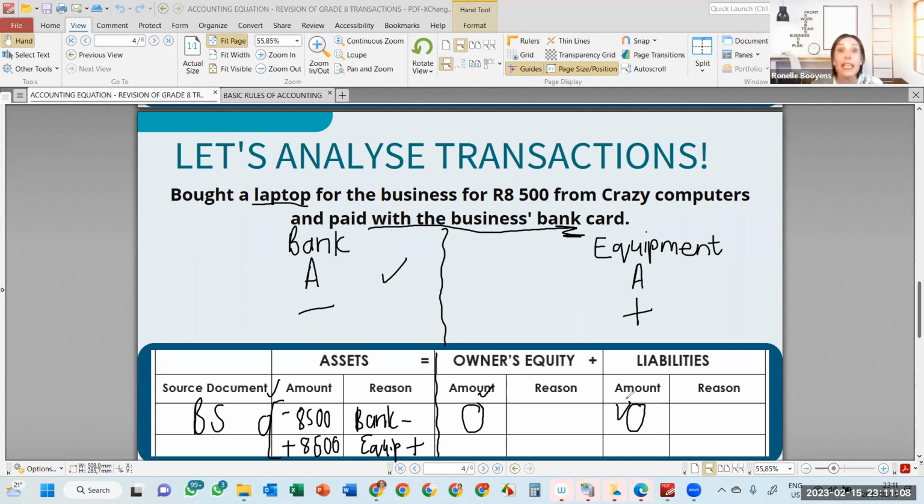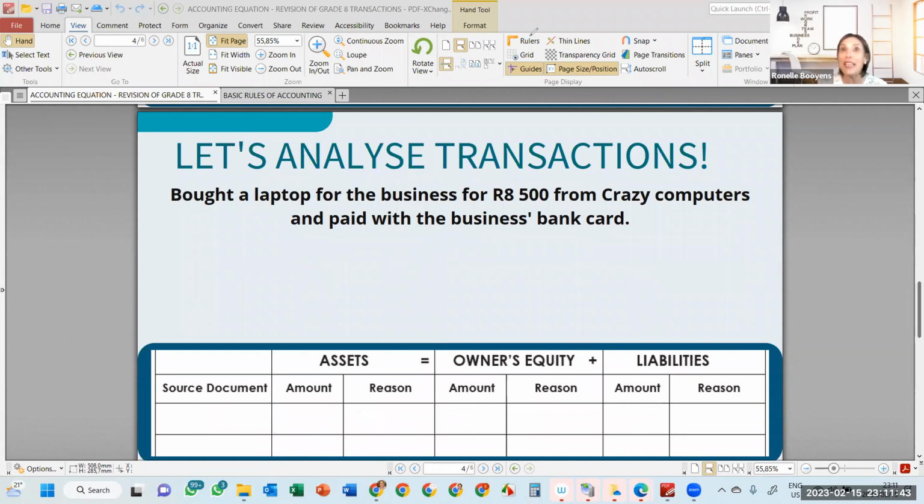So I need you to see that when a transaction takes place within a business, it doesn't always mean that there's something under assets and then something under owner's equity, especially because we don't deal with liabilities. Most of you know that there's nothing there. But you have to analyze each and every transaction. That's why you need to know whether something is an asset, an owner's equity, or a liability account. Because in this case, there were two asset accounts affected by this transaction. I hope this made sense. Let's move on. I think there's one more to be done.